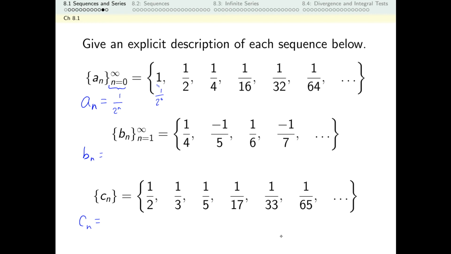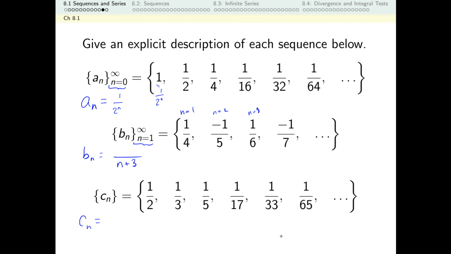Now let's look at sequence B. I started n equals 1, so this is the n equals 1 term. My denominators are going up by 1. So when n equals 1, I'm at 4. When n equals 2, I'm at 5. When n equals 3, I'm at 6, and so on. But I'm just offset by 3. So the denominators look like n plus 3.